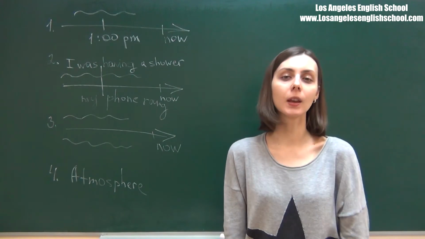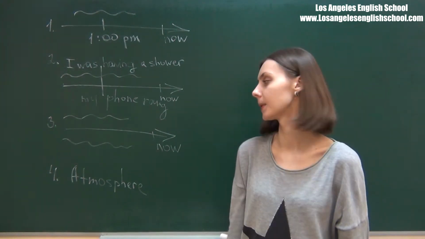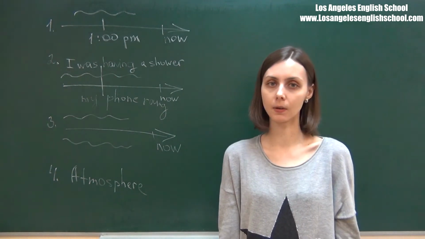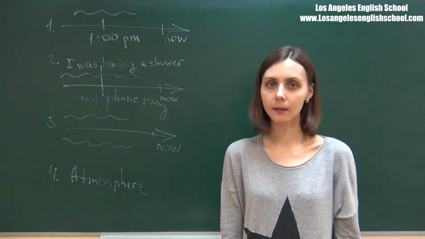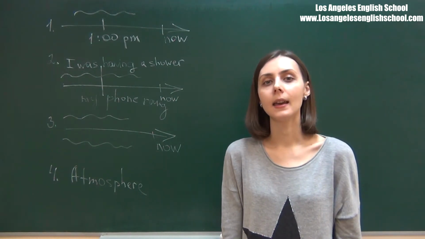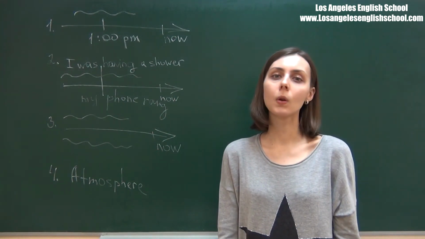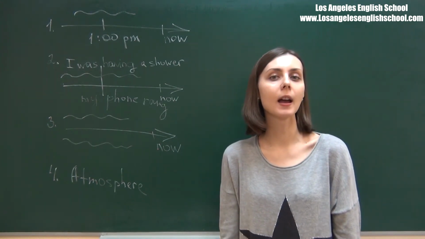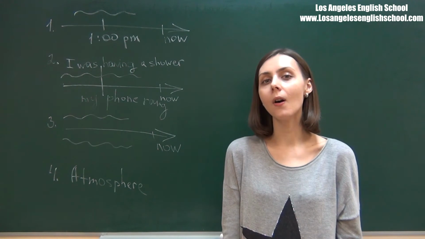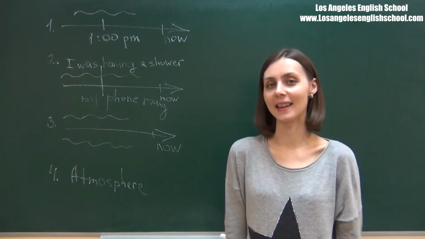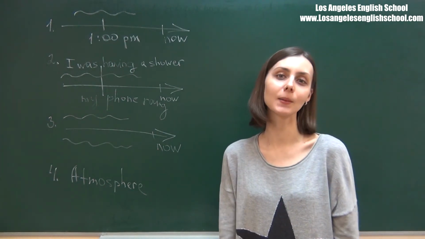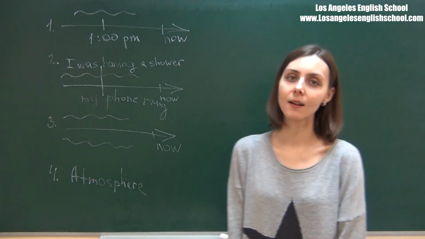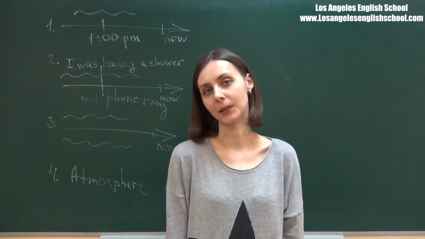And finally, we can use the past continuous to describe some atmosphere or some introduction to the main story. For example, you can say that I left home and people were walking, birds were singing, the sun was shining, the wind was blowing, and it wasn't raining. So here you describe the atmosphere and you use the past continuous tense. Now let's have a short exercise to practice this tense.